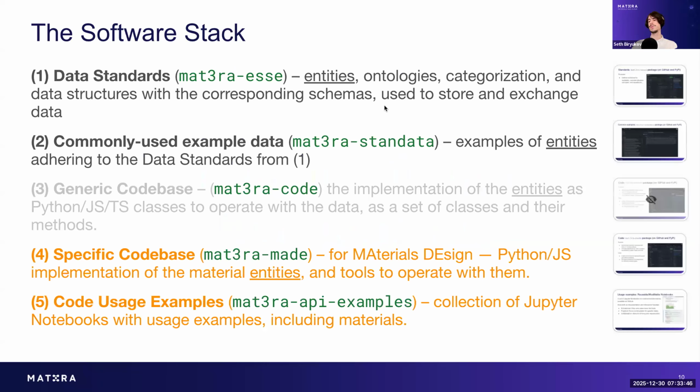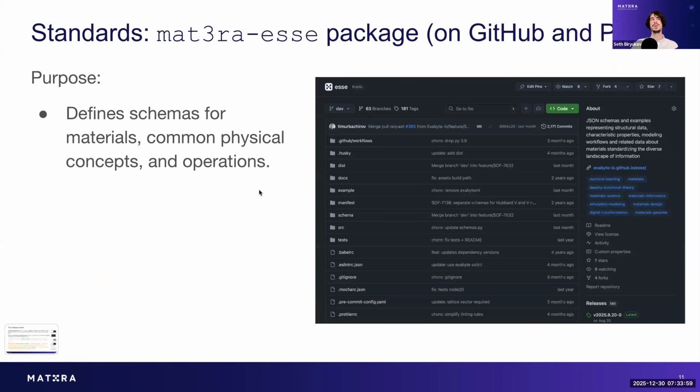Our implementation includes 5 components. First is data standards housed in Mat3ra Si. It defines all the entities we work with and how they relate to each other. So this includes materials, common physical properties, and operations that are described in a single consistent way. When we say a slab, interface, or Miller index, it has one clear definition. This allows us to combine simple concepts into more complex ones and track all the changes for provenance. And it's available on GitHub and PyPI.